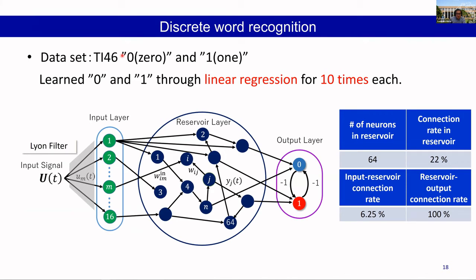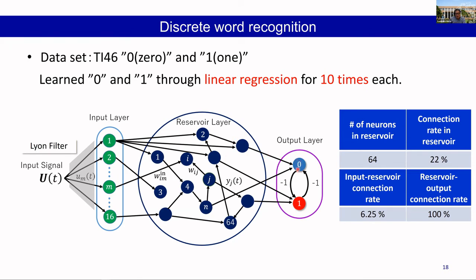Okay, so we move to the discrete word recognition, and this time we use the same data set, but we use only 2 words, 0 and 1, instead of 0 to 9, because we have only 64 neurons in the reservoir here. Again, the neurons are connected randomly with a 22% connection rate. And this time, for the input to the reservoir neurons, we have connections of only 6% random connections.